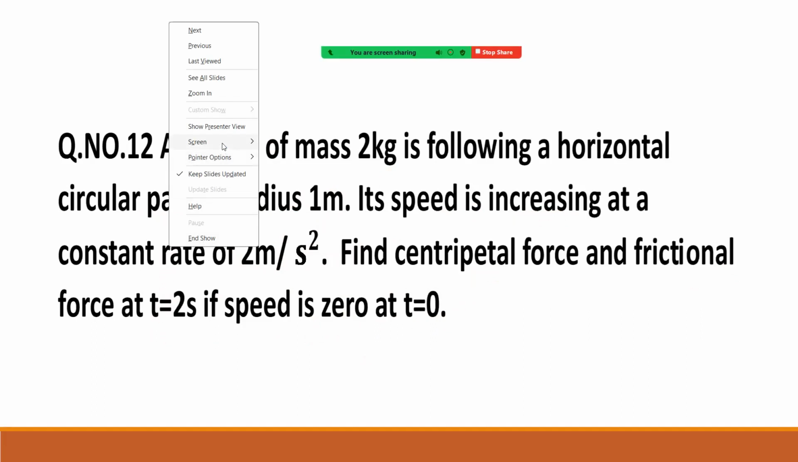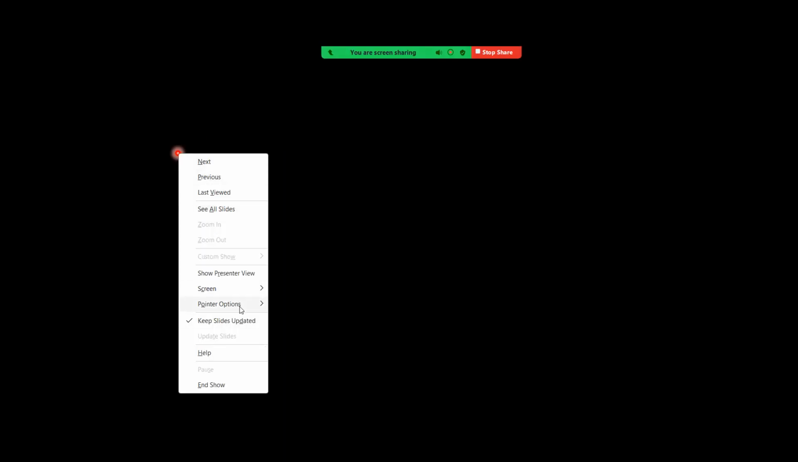Okay, see how to start it. First of all, we are given the tangential acceleration is 2 meter per second square, right? At t equal to 0, velocity is 0. At t equal to 2 seconds, we have to find the frictional force and also the centripetal force, right? Let us see how to start it.